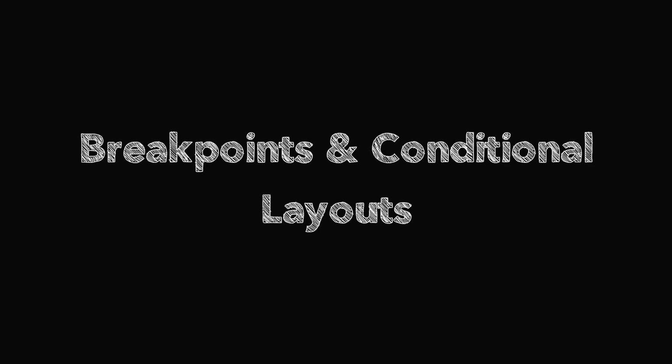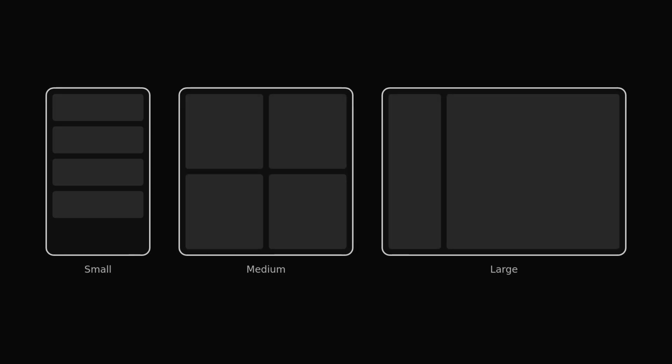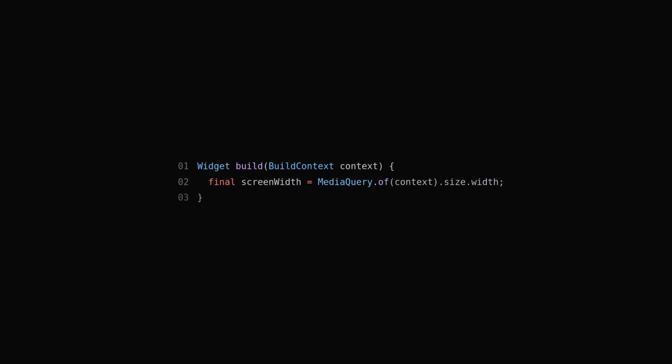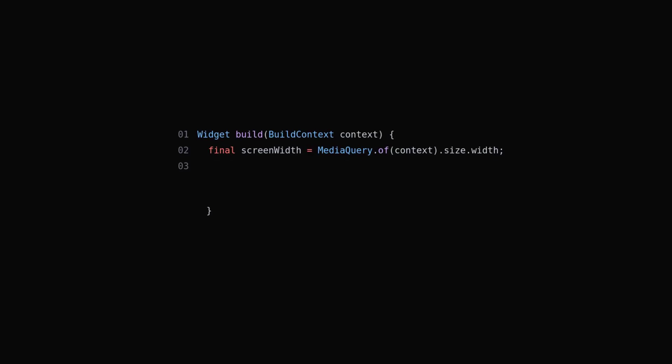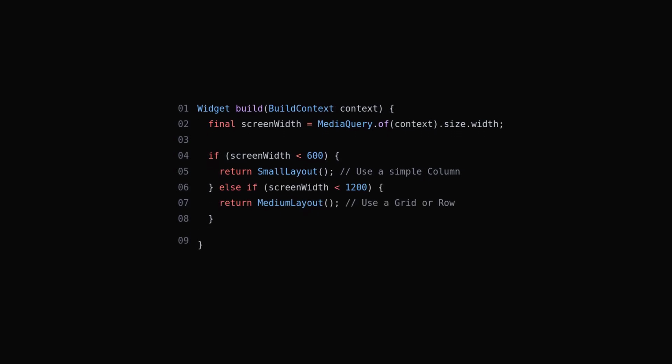Breakpoints and conditional layouts are another important aspect. In Flutter, breakpoints define screen size ranges where the layout should change. By using conditional layouts, you can specify different UI structures or styles depending on the screen size. For example, you might take the media query size, and depending on some defined breakpoints, you would create different layouts, such as for small, medium, or large screens.